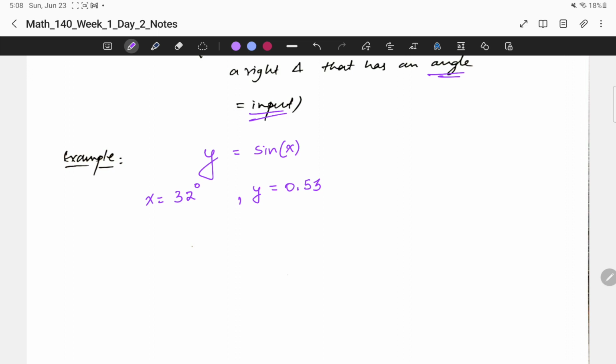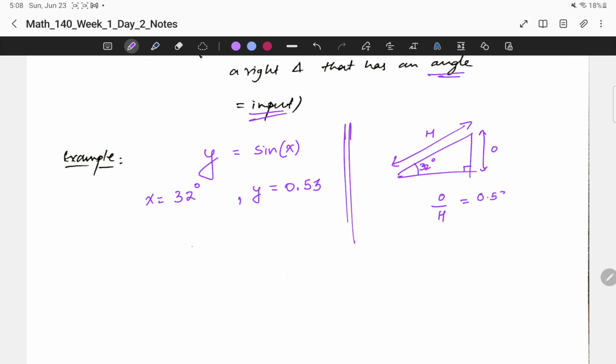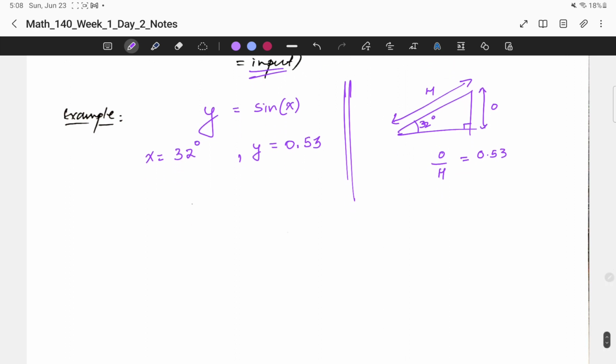Now this is as a function, but what this is really saying is that if I take any right triangle and I make this angle equal to 32 degrees, and I measure opposite and I measure hypotenuse, then in this triangle, the ratio of these two is going to be exactly 0.53. Or in other words, if I think of this as say 0.53 over 1, right? One such triangle would have this length 0.53, would have this 1.